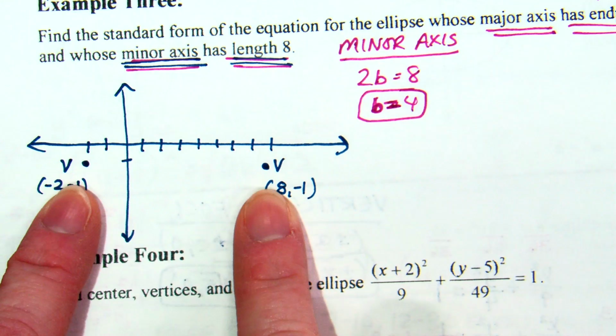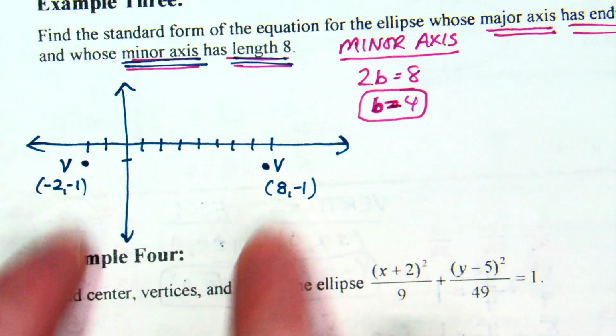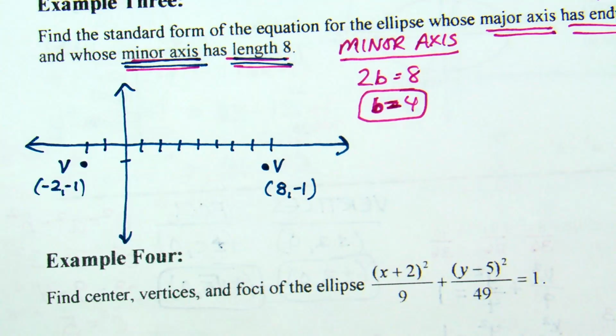Okay, my vertices are the end of what? The major axis, yes? What's in the middle of the major axis? The center. Can we use our math skills, just math logic here, to find the center of this ellipse? What's the center of my ellipse?